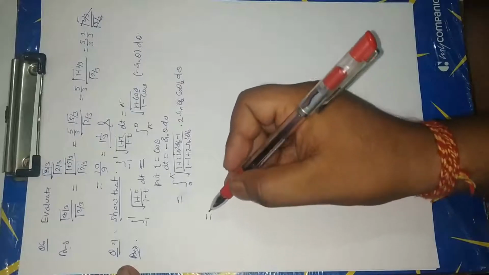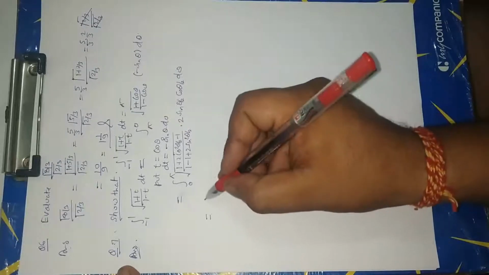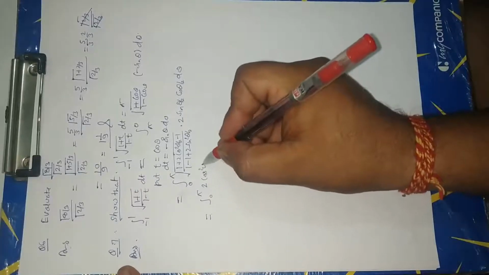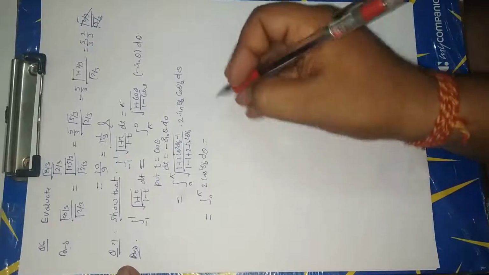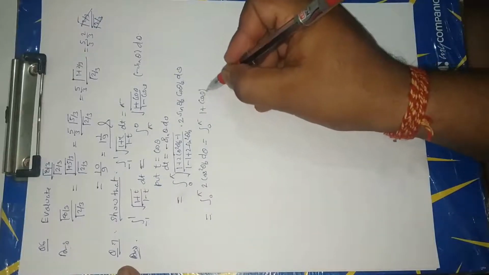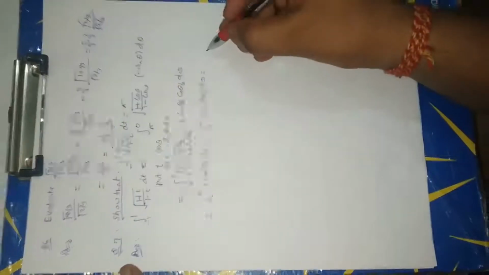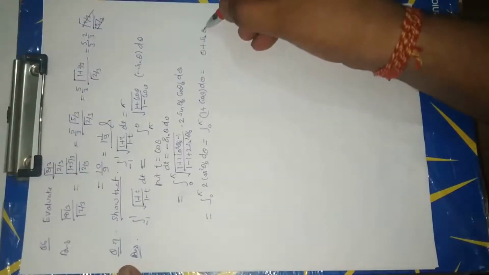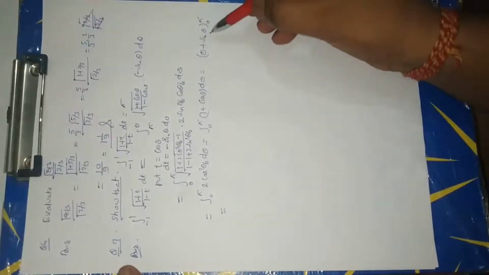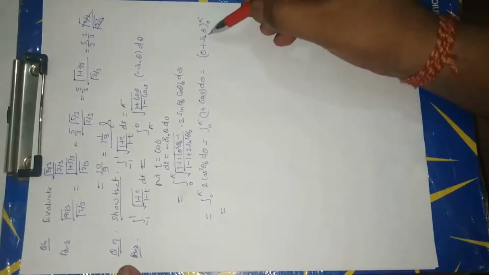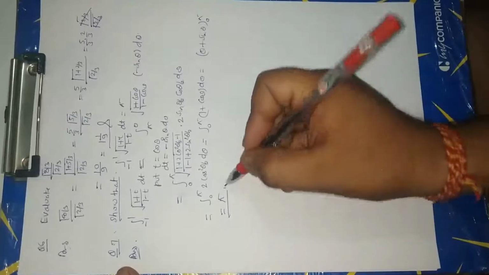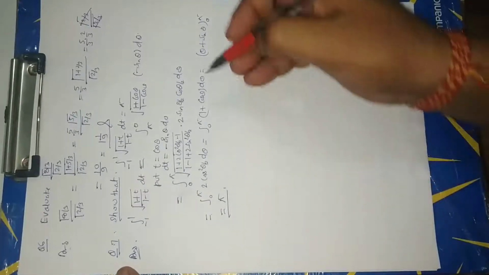This is equal to the integral from 0 to pi of 2 cos square theta by 2 d theta, which is the integral from 0 to pi of 1 plus cos theta d theta. Now theta plus sin theta, limits 0 to pi. The second term is 0, since sin pi is 0 and sin 0 is 0. That is, pi is the answer. Hence proved.